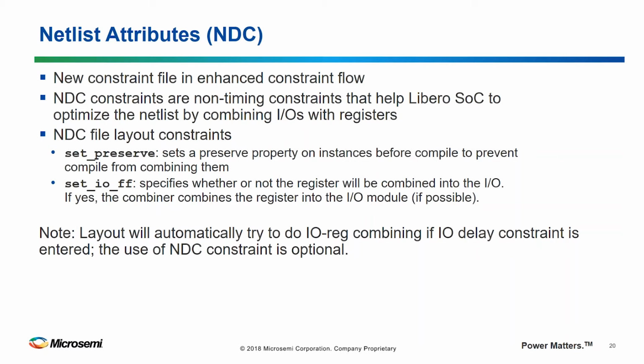The other attribute file that can be used, which is actually used with the layout tools, is an NDC. NDC constraints are non-timing constraints that are used for layout. And there's really only two commands that can be used in an NDC file today. One puts a preserve property on instances before we go to the layout step to prevent them from being removed. And the other one is to specify whether or not we're going to use the I/O flip-flops.